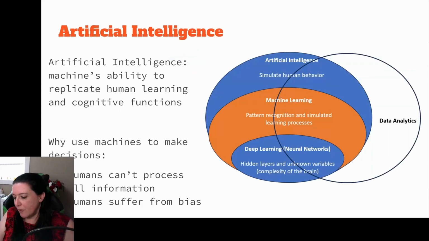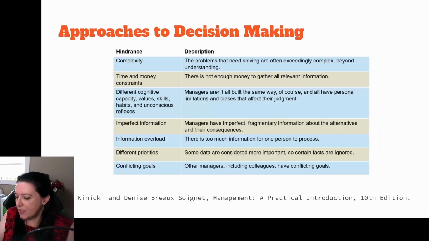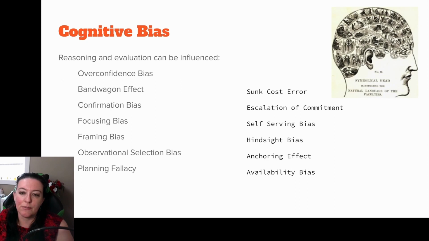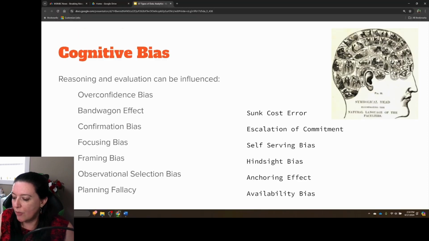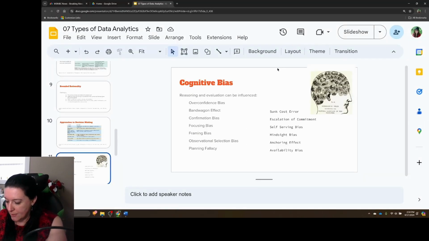So if we just go back, we can't process all the information. We tend to go with satisficing, whatever's good enough. We suffer from bias. So let's just take a moment and go through some different types of bias that impact humans. And then as we look at machines and algorithms solving the problems, we want to be cognizant of the fact, can we make sure these biases are not injected into the system so that we can make better decisions.